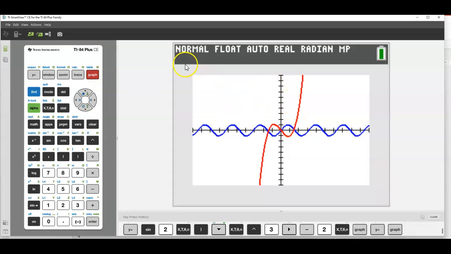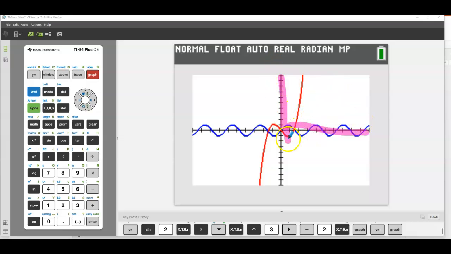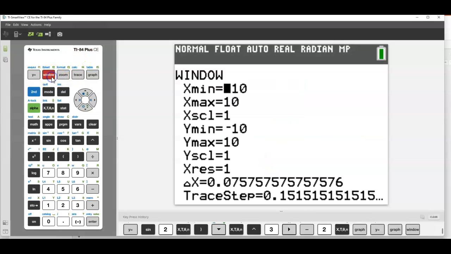Now I only want to look at the first and the second quadrant. I'm sorry, first and fourth quadrant. This is the first quadrant up here, and the fourth one is down here. So I only want to basically be looking at the right side of my graph. So I'm going to change my window here a little bit and zoom in the process.